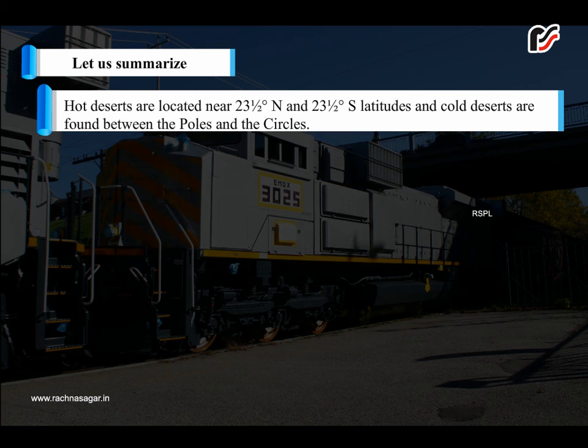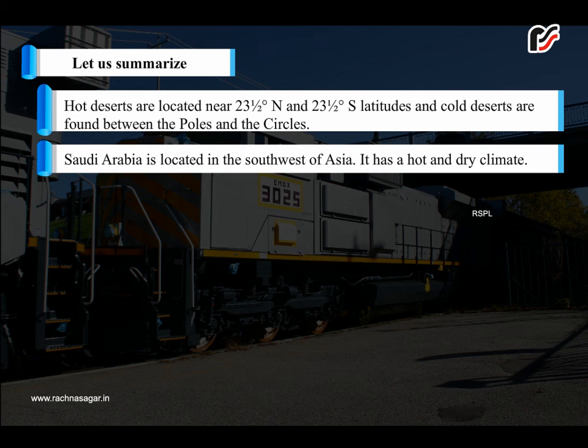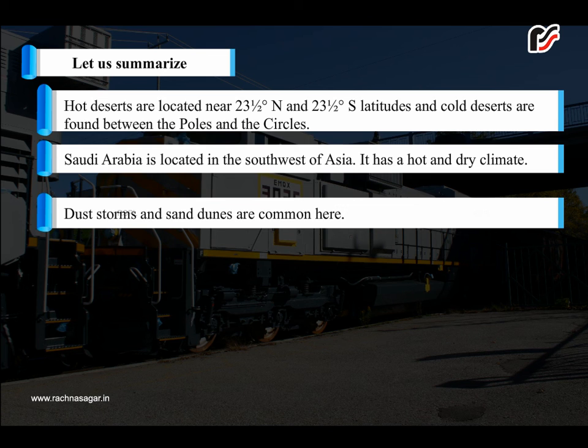Let us summarize. Hot deserts are located near 23.5° north and 23.5° south latitudes, and cold deserts are found between the poles and the circles. Saudi Arabia is located in the southwest of Asia. It has a hot and dry climate. Dust storms and sand dunes are common here.